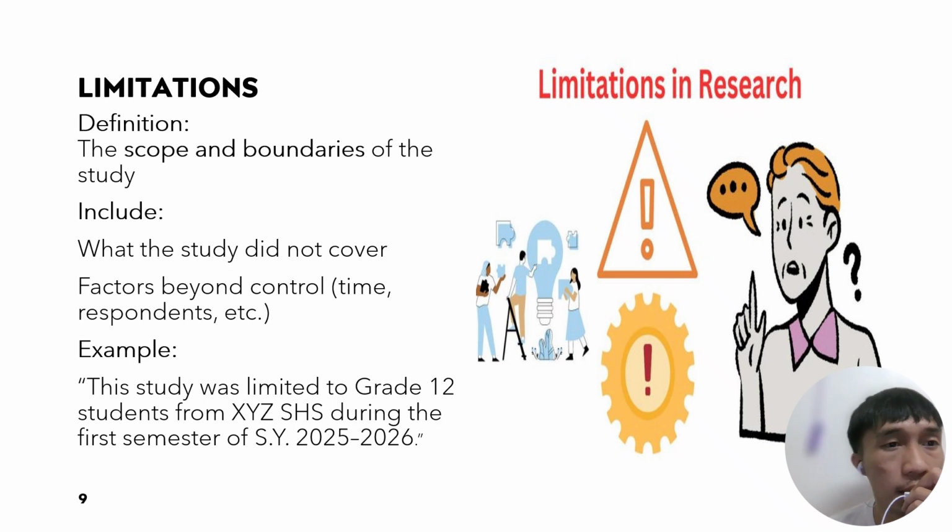The last part is the limitation, the scope and boundaries of the study. Every research has limits, and this section is about acknowledging them. It may include what the study did not cover and factors beyond control like time and respondents. An example is: the study was limited to grade 12 students from XYZ Senior High School during the first semester of school year 2025 to 2026. So that is the limitation.